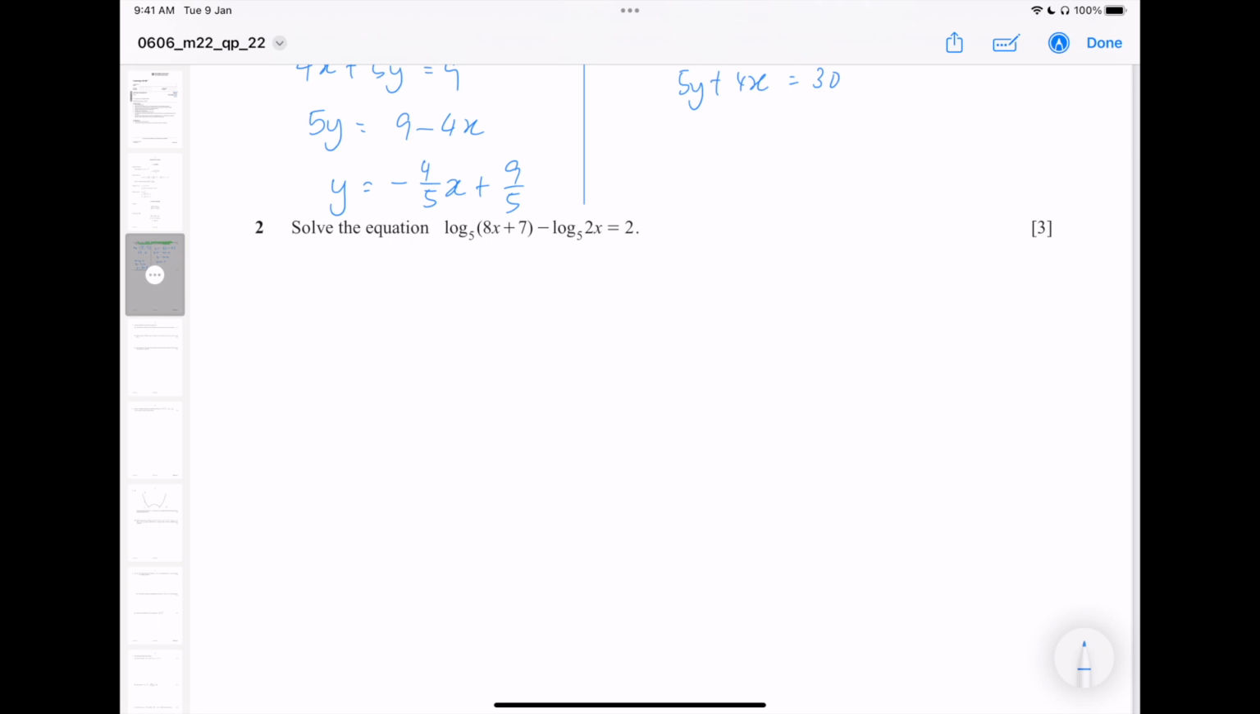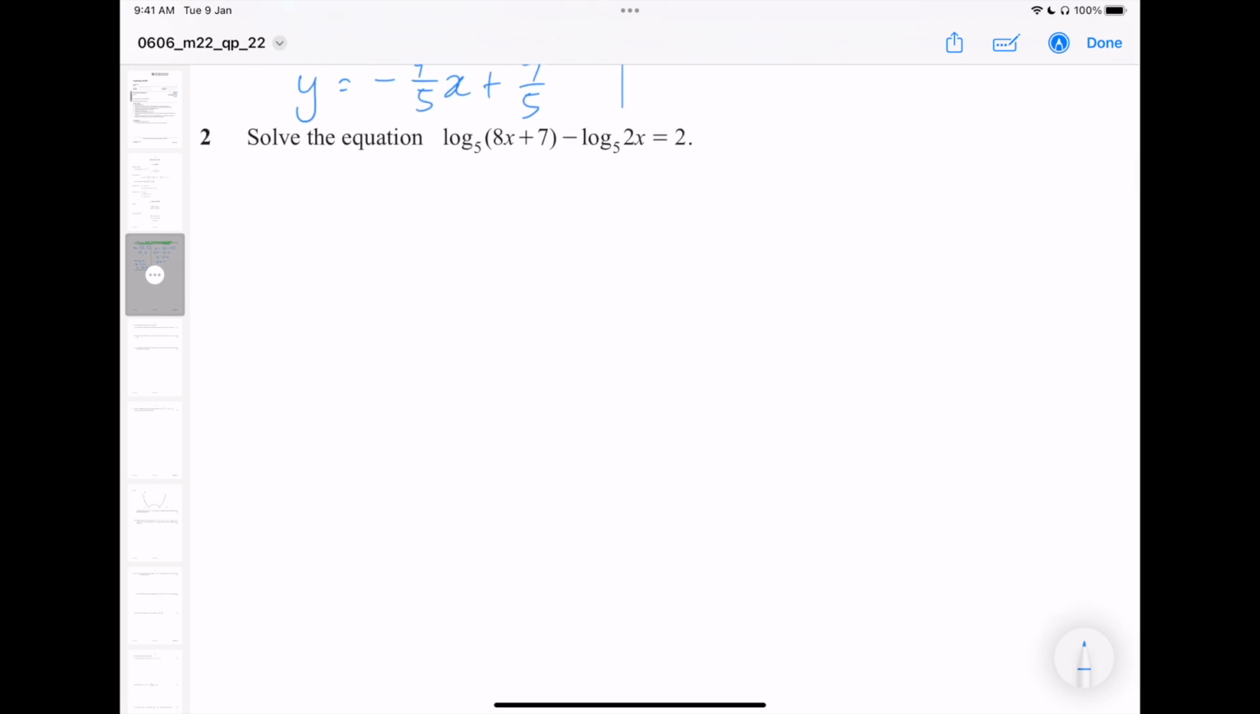Solve the equation. First thing that came to my mind is the same base. Both of them are log 5, except for the 2, so let's just combine the log 5s. Every time you see this minus on a log, it means you divide the inside. What does it mean by dividing the inside? It's still going to be log 5, but it's going to be the 8x plus 7 from the first, and then you're going to divide by the 2x from the second log term. And this will equal 2. I didn't do anything extra, just combining them because minus means divide the inside.